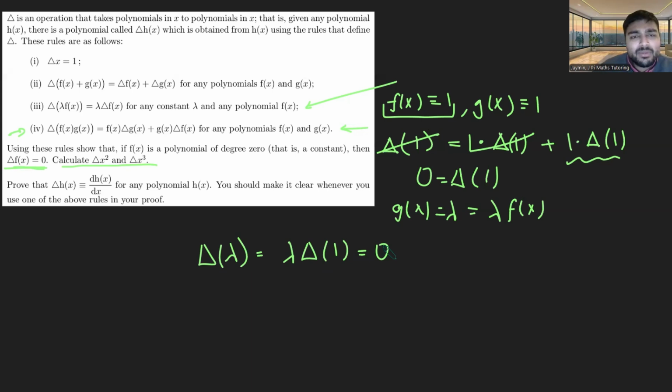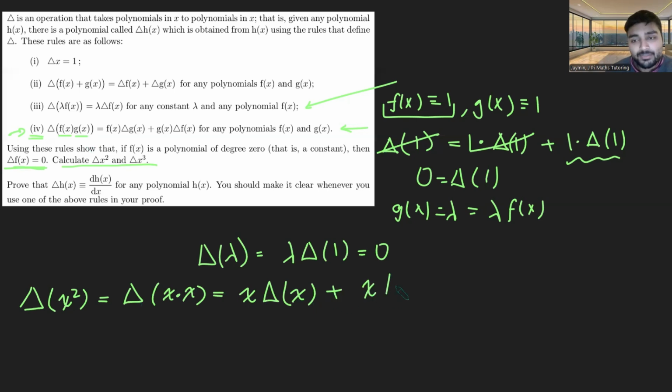Okay, great. Now we want to calculate triangle of x squared and triangle of x cubed. How are we going to do this? Well, this is going to be using this last rule again. Triangle of x squared is the same as triangle of x times x. So I'm going to use my rule 4 now, and I'm going to make f of x and g of x both be x. So this is going to equal x times triangle of x plus x times triangle of x by substituting it into the right-hand side. And I already know from rule 1 that triangle of x is 1. And so this is just going to be x times 1 plus x times 1, which is just going to be 2x. So triangle of x squared is 2x.